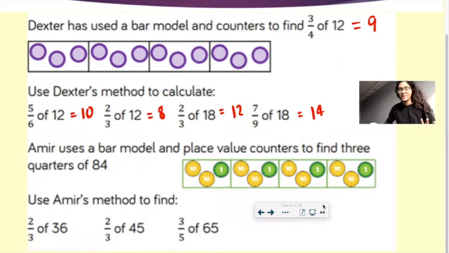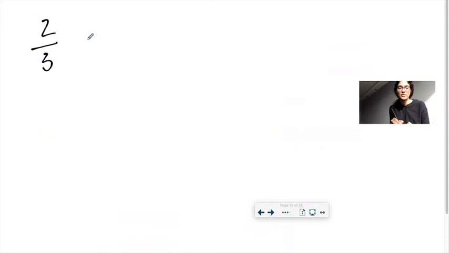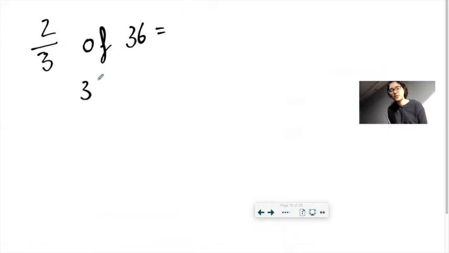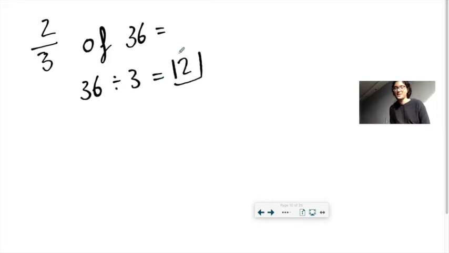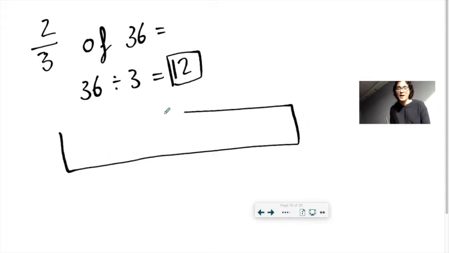I will do the first one with you to show you how it is done. If my question is 2/3 of 36, the first thing I'm going to do is divide by the denominator, which is 3. So I'm going to do 36 divided by 3. How many 3s go into 36? If you said 12, you are absolutely correct. So what I'm going to do then is split my bar into 3 parts, because the denominator tells me how many parts my bar has to be split into. And I now know that in each part, I have to put 12.